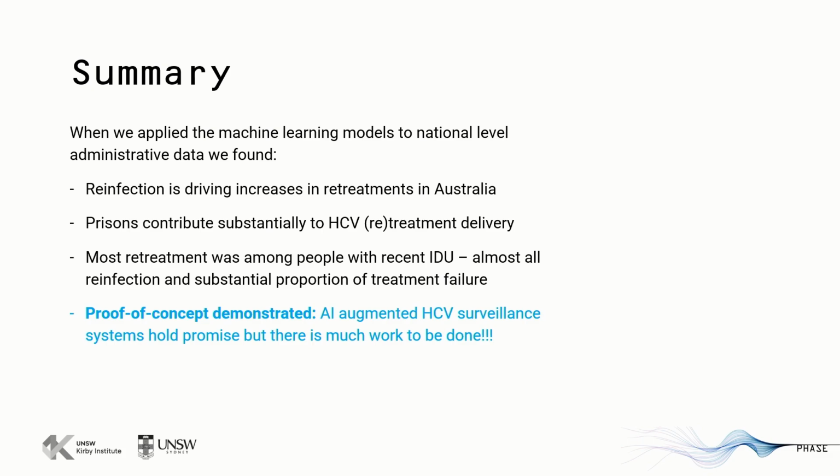So in summary, when we applied machine learning models to national level administrative data, we found that reinfection is driving increases in retreatments in Australia. Prisons contribute substantially to HCV treatment and retreatment delivery. Most retreatment was among people with recent injecting drug use, so almost all reinfection and a substantial proportion of treatment failure. But we did get our proof of concept demonstration.